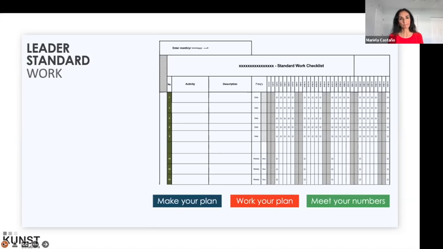Click, please. Making a plan is important, but you need to work that plan. And if you work that plan, then you will meet your numbers. So working that plan and meeting those numbers is key if you perform it in a 24-hour window again. Working a plan that you can control. Next, please.